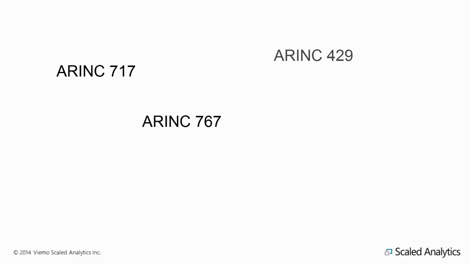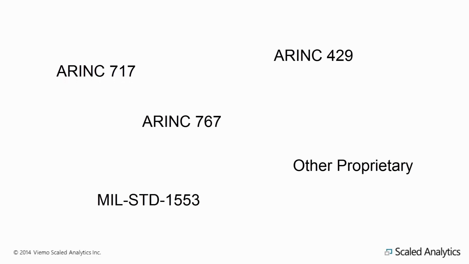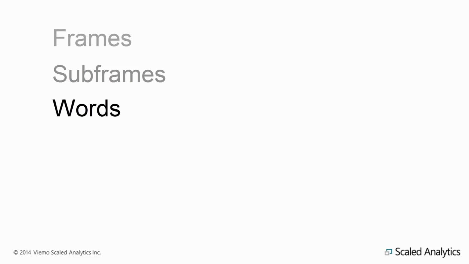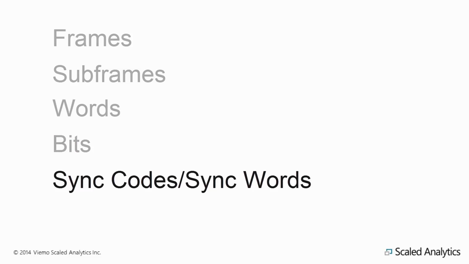While there are many other standards used for storing and retrieving flight data, ARINC 717 is still the most common, particularly for crash-protected flight data recorders. As such, it is a great place to start to learn some of the basics of how flight data is stored and retrieved. By the end of this video, you will have a good understanding of some basic concepts including frames, subframes, words, bits, and sync codes or sync words.